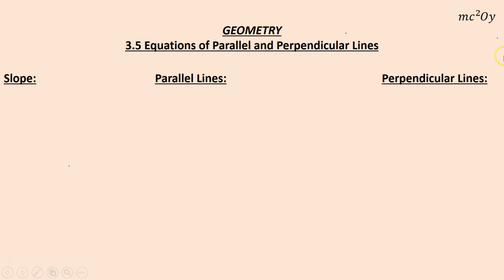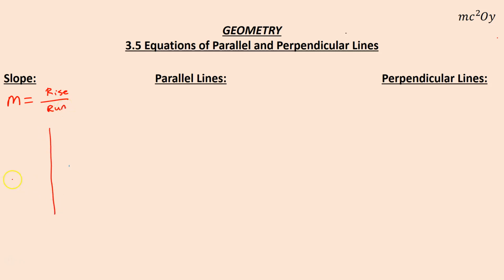Okay, well, we're going to talk about 3.5 equations of parallel and perpendicular lines. So the first thing we need to review is what slope is. Slope is, we call m, and remember that's just rise over run, if you remember back from algebra.